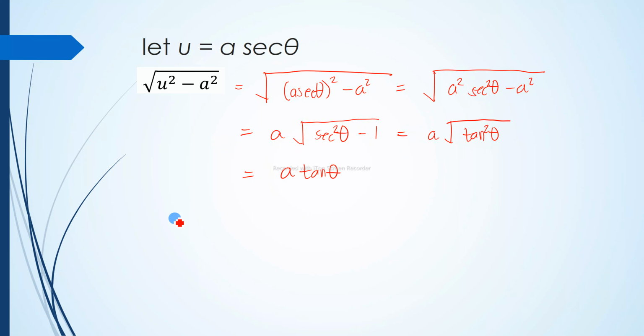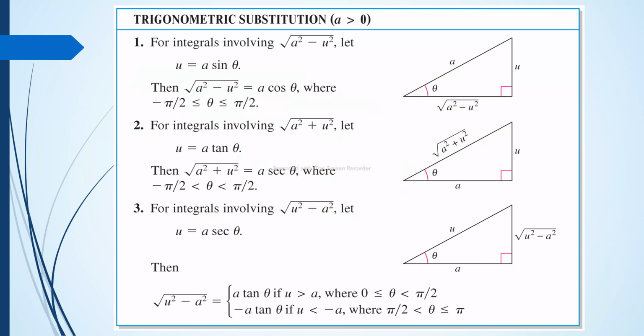So we will know that the square root of u squared minus a squared is just equal to a tangent theta. We remove the radical sign, and what remains is just the trigonometric function. Okay, so this is a summary of what we discussed earlier.